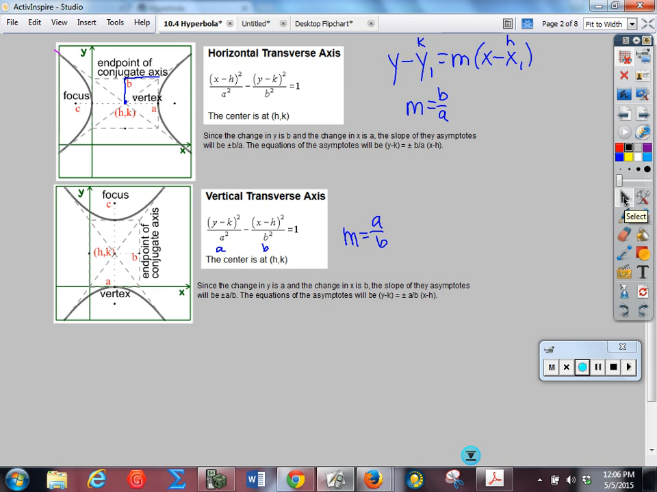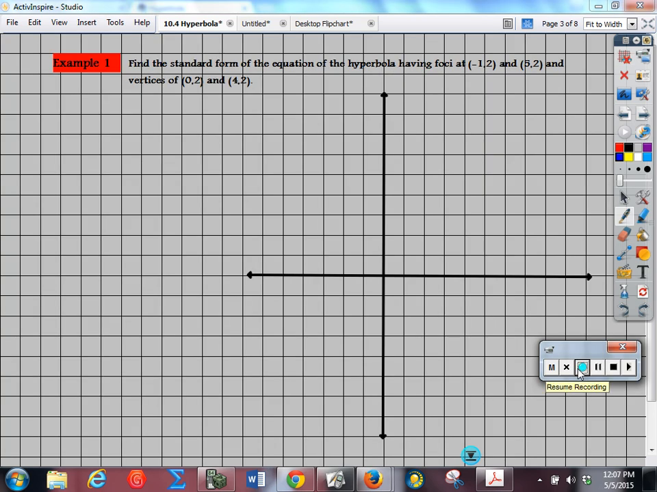This one says foci at negative 1, 2, so let's draw that. Negative 1, 2, so there's one of the foci, and then 5, 2. So that's a focus, and that's a focus. And it has vertices at 0, 2, and 4, 2. So this is a vertex, and this is a vertex. Okay, and that's all it's giving us. That's it. And we have to come up with the equation just from that.